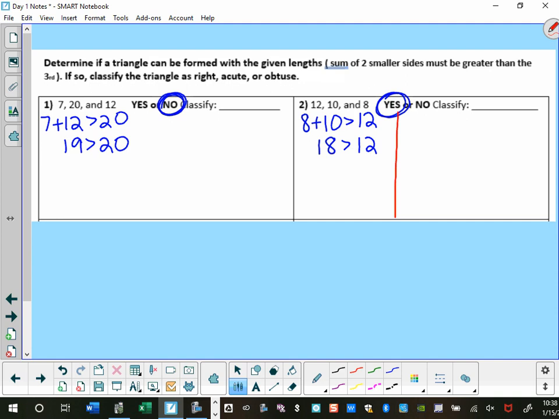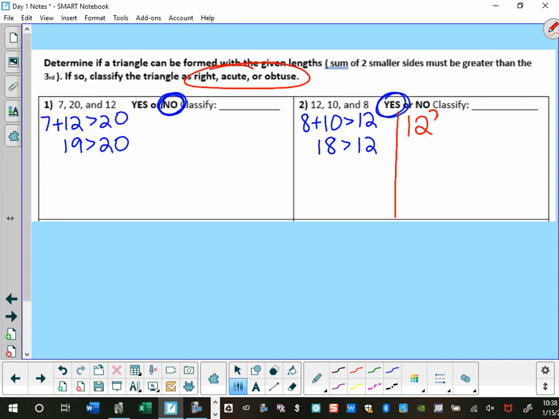All right, 12, 10, and 8. This is the part that gets confusing. We want to see whether it is acute, right, or obtuse. In order to do that, your hypotenuse goes first. What's my hypotenuse? 12.